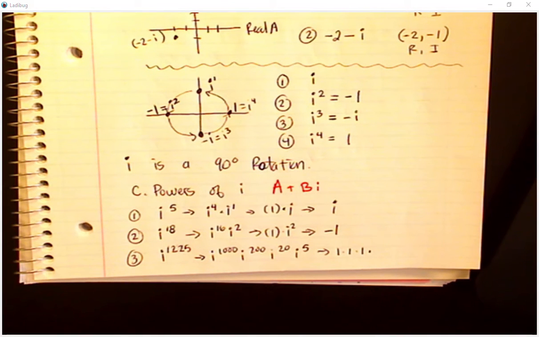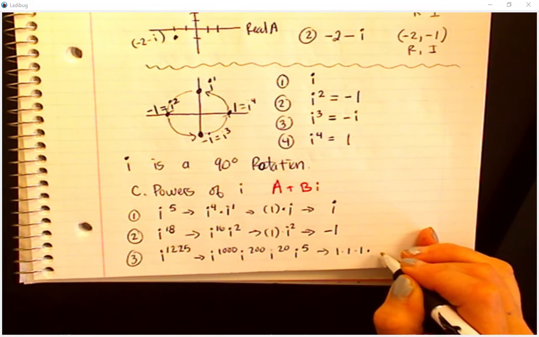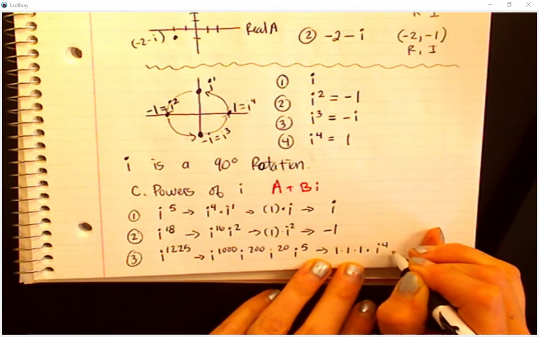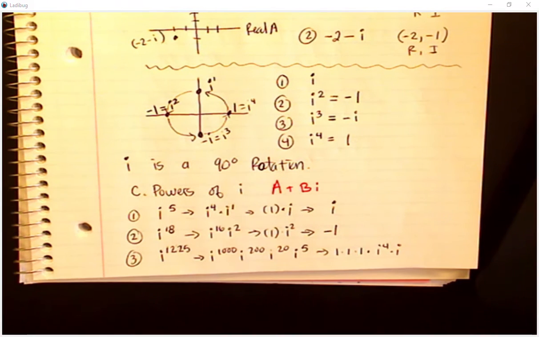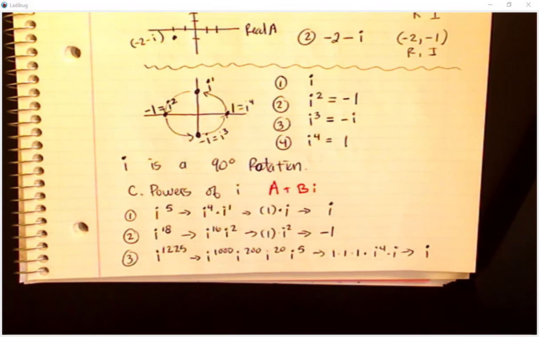What's my leftover? i, thank you. Okay, I will go i to the fourth times i. Do I need to see all of that? No. You could probably just pick the closest multiple of 4 and replace it with 1. But this gives me just i. But you have to get the powers all the way down to 1. That's it. 1 is the highest power.